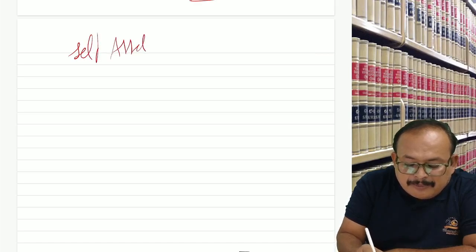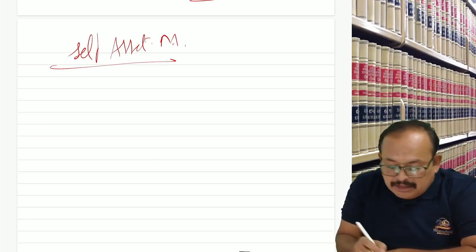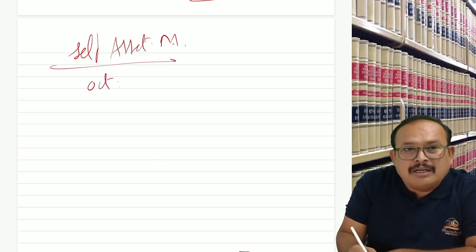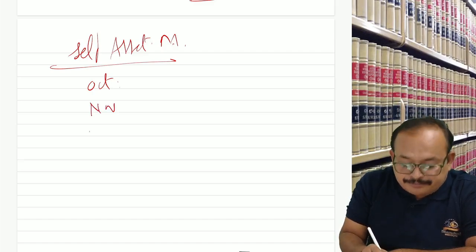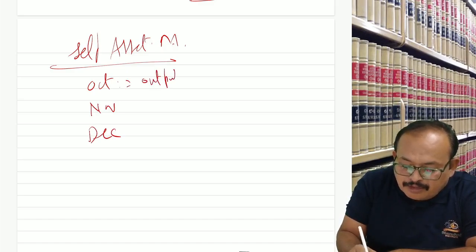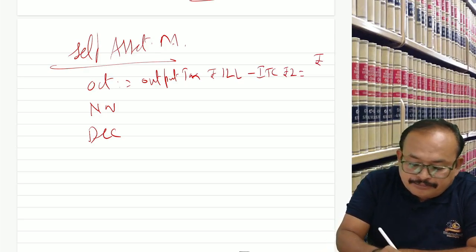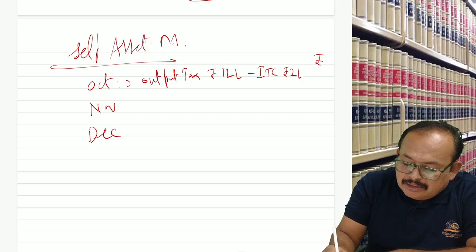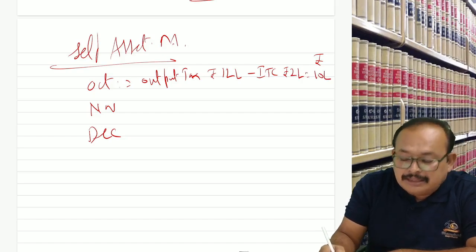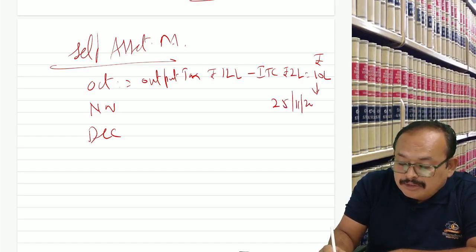Self assessment method. Under the self assessment method, October month, November month, December. October month: actual output tax 12 lakhs, actual ITC 2 lakhs, actual liability how much? 10 lakhs. Pay that by 25th November 22.